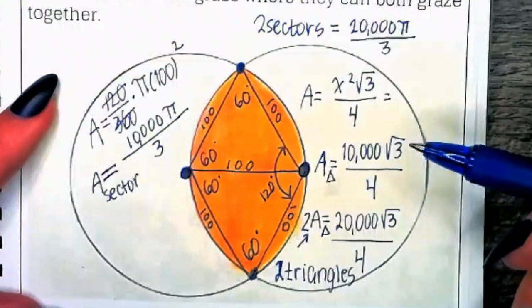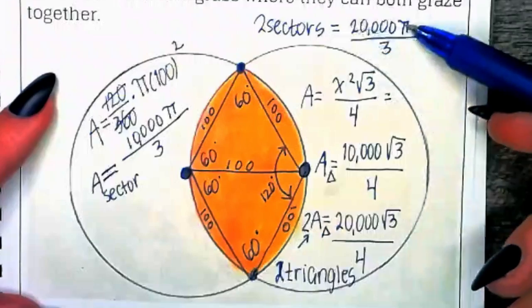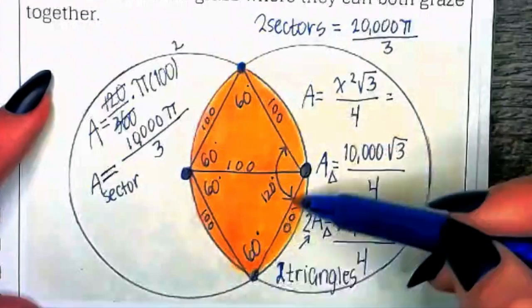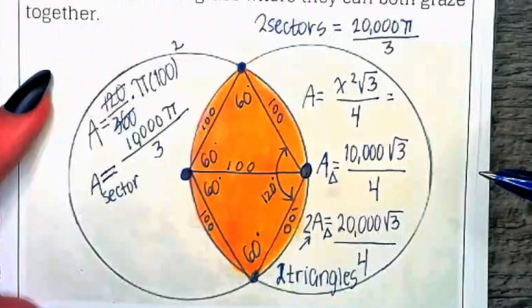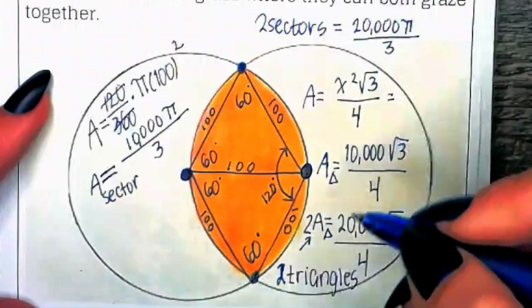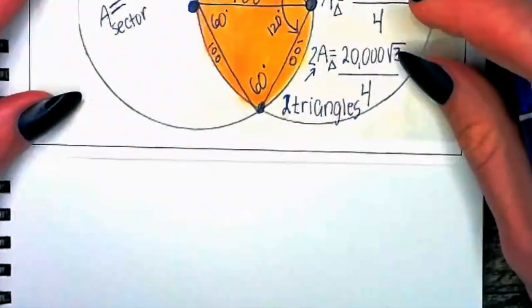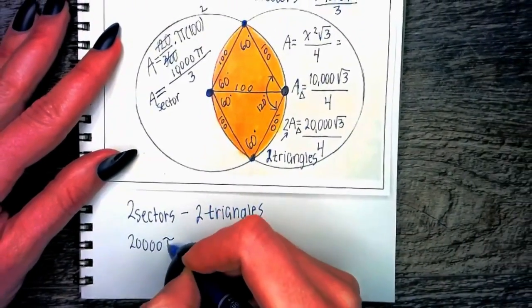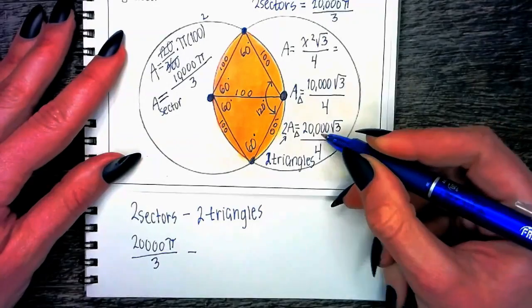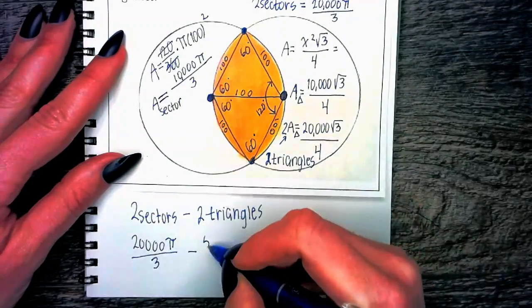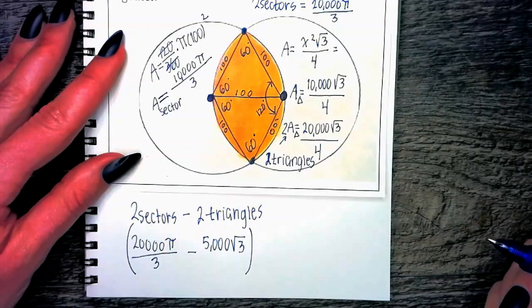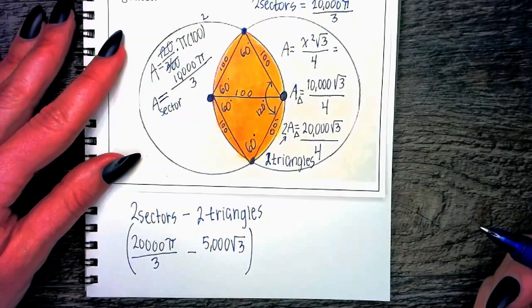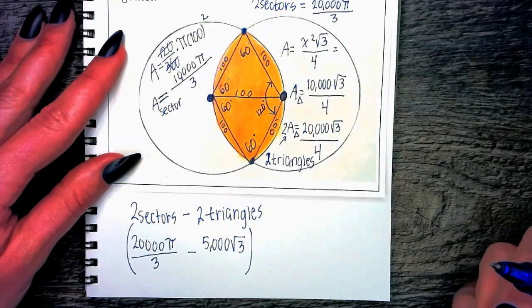All you need to do is the 2 sectors minus 2 triangles. And I'll get my answer. Just going to slide this up so I could do it over here. I'm going to reduce this fraction. 4 goes into 20. There's your answer. If you found a common denominator, that common denominator would be 3. You wouldn't have to make it 12.